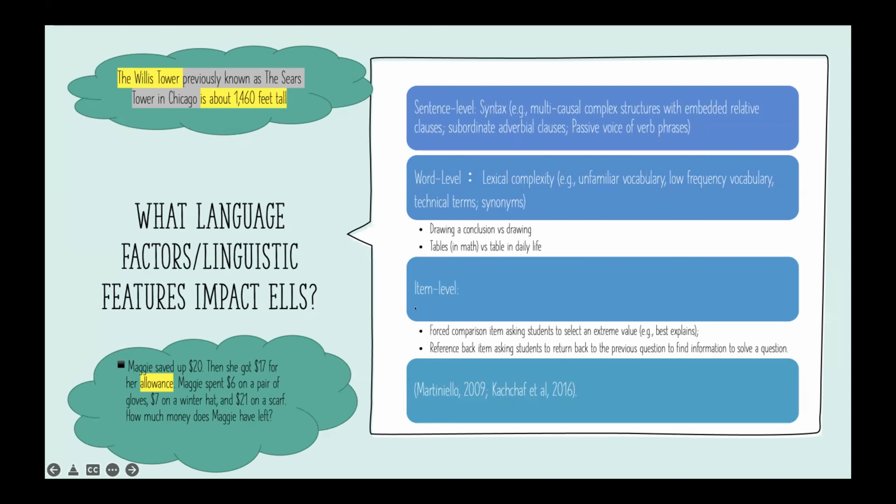And item level research shows that there are 2 item level or 2 assessment tasks that seem challenging for English language learners. One is the assessment task that focuses on comparison items, asking students to select an extreme level, like which item best explains blah, blah. So those kinds of questions show that English language learners struggle a little bit with this type of task. So if you have English language learners, when they finish this type of task, you can provide more scaffolding, or you can provide more practice for those types of assessment tasks.